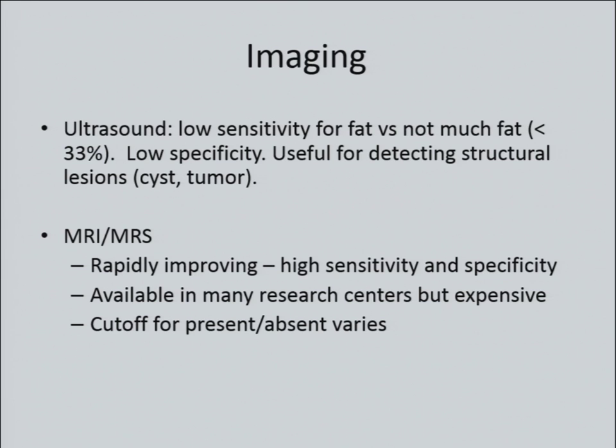So if there is an extensive amount of fibrosis or even possibly inflammation, the ultrasound might get read as increased echogenicity, but in fact not be fat. And increased echogenicity is usually interpreted as fat in the liver. So it can be a misleading test. It is a very useful test for detecting structural lesions such as cysts and tumors.